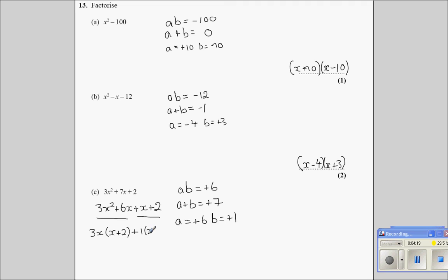Right, there are two terms, 1, 2. Each has a common factor, x, add 2. And the second bracket comes from 3x plus 1.